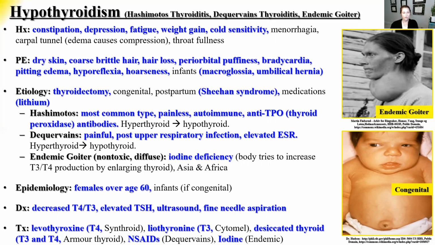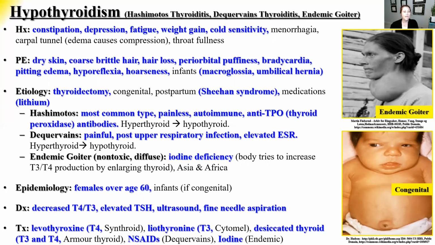In Hashimoto's, this is going to be the most common type. This is painless. It's an autoimmune destruction of the thyroid gland, and they will have anti-TPO, thyroid peroxidase antibodies. What happens here is that the body goes in and kills off the little thyroid cells. And so at first you develop a hyperthyroid state. As it kills off the cell, pew, pew, pew, it releases the T3, T4. So they go into a hyperthyroid state and then boom, followed by a hypothyroid state after those cells are killed off.